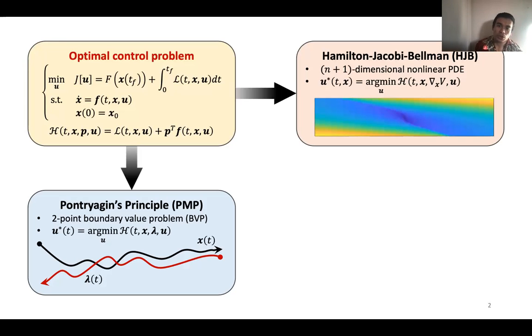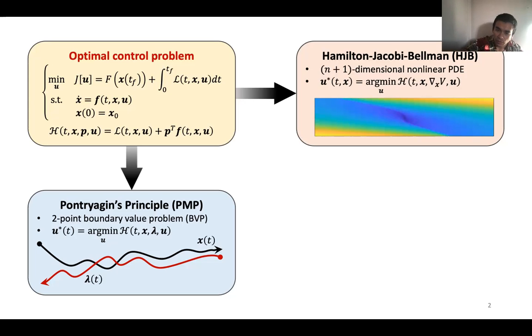And to do this, we need to solve the Hamilton-Jacobi-Bellman equation. This is an n+1 dimensional nonlinear PDE, and this gives you the value function, which is the optimal cost to go at any point t, x. Now, the optimal control then depends on the gradient of the value function. So ideally, we could solve this offline and then have the optimal control that way. But this is really hard, right? Solving high-dimensional PDEs is hard.